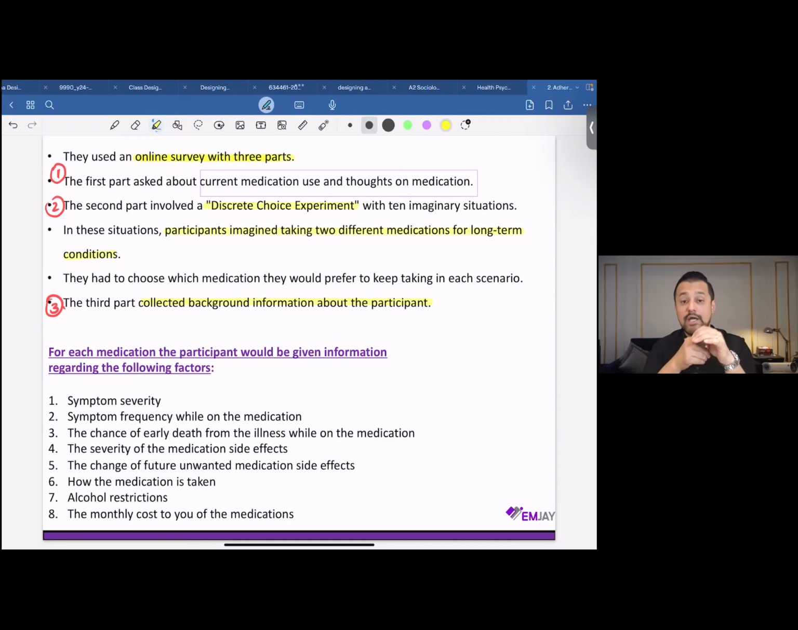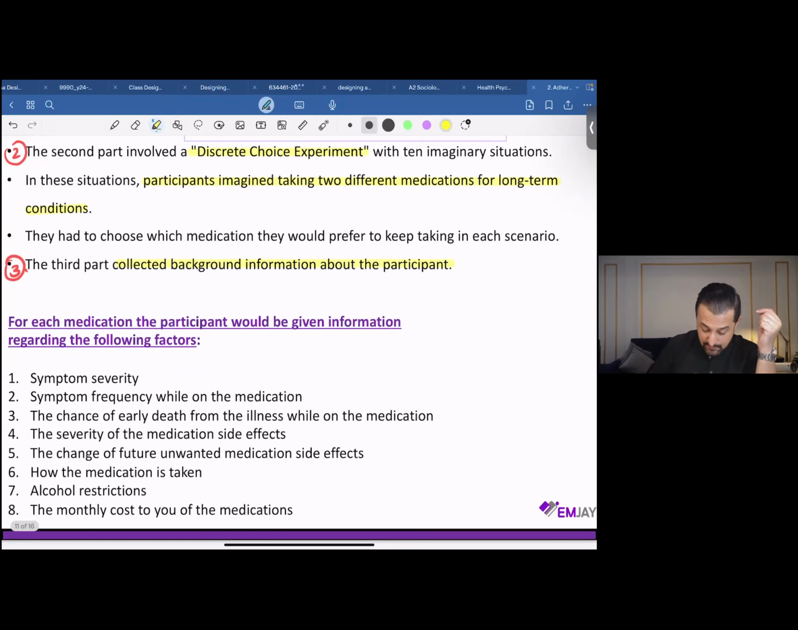Now I assume you know what the aim of the study is. I assume you know what the sampling comprised of, or the sampling technique and the sample demographic comprised of. And I'd like to assume you all do have an idea about the general outline of the procedure for this particular study. So for each medication, the participants would be given information regarding the following factors, right?